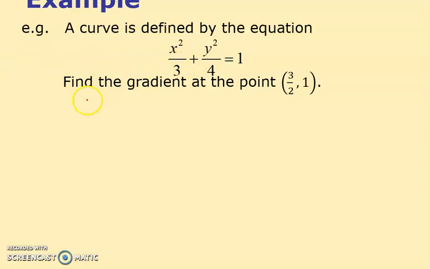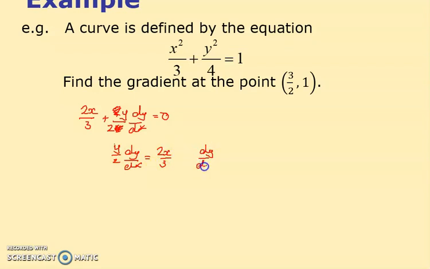A curve is defined like that. Find the gradient. Well, let's differentiate x squared over 3. That becomes 2x over 3. It says y squared, that becomes 2y over 4 dy by dx equals 0. And you'll notice 2 over 4 becomes a half, y over 2. Well, let's move it over. Y over 2 dy by dx equals 2x over 3. Move the 2, move the 3, dy by dx equals 2 2's are 4x over 3y.